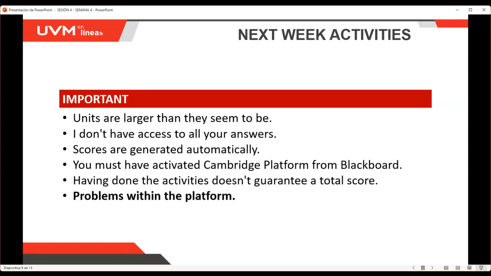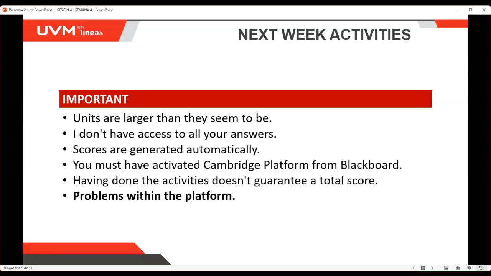Again, important things about the units that you have to remember, as I told you before, because it happened to me. So that's why I'm telling you this, because I'm getting stuck with the scores, because I'm trying to review all the units. They only get larger as you go working on them.